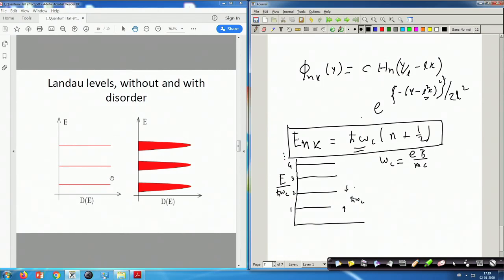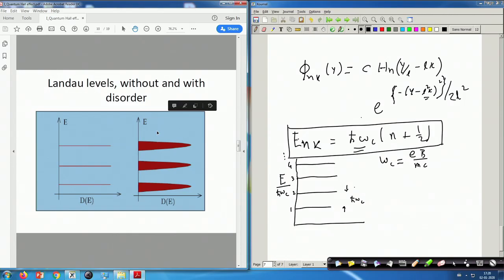The density of states calculation is important here, because the number of states here depends on the degeneracy of this level. So, that degeneracy needs to be calculated, and that we will do in the next class, where we will try to understand the quantum Hall effect in terms of these degeneracies of these levels and this level diagram.